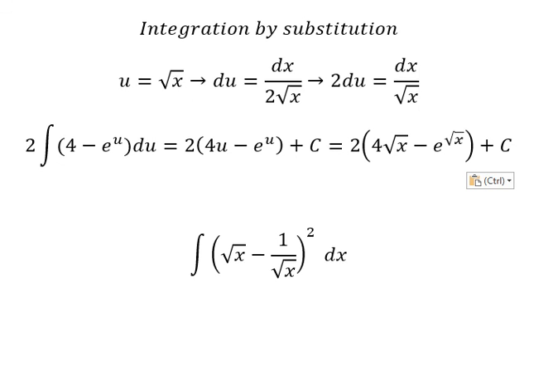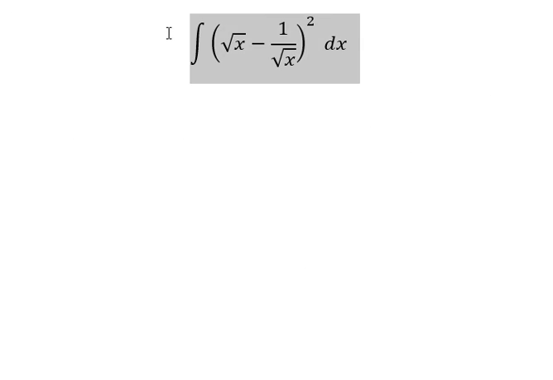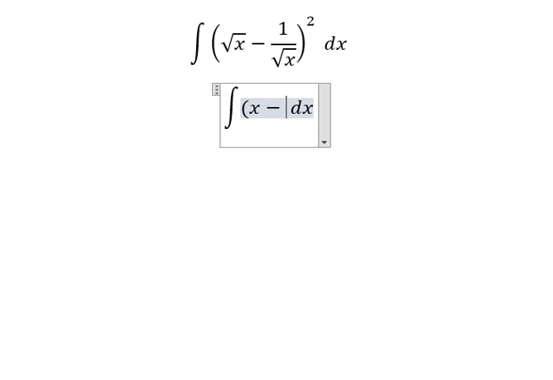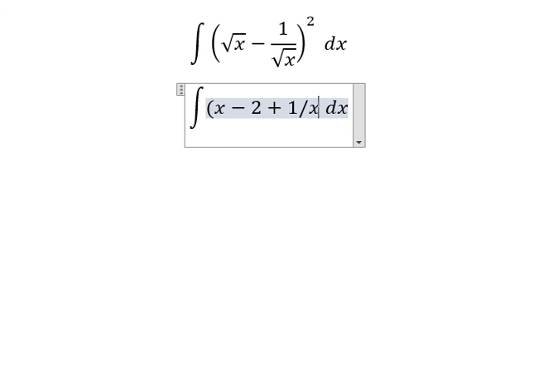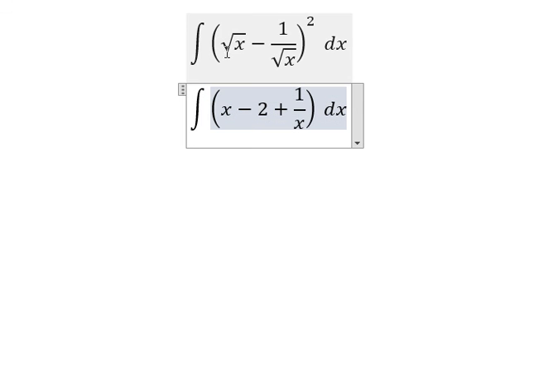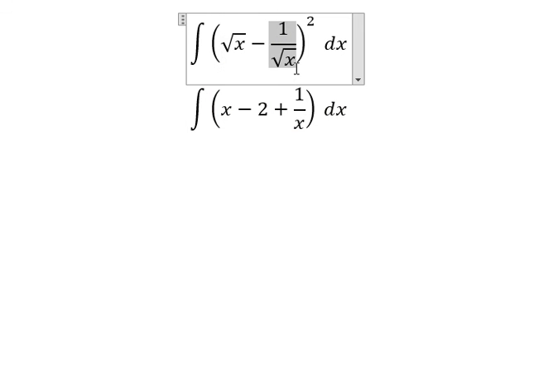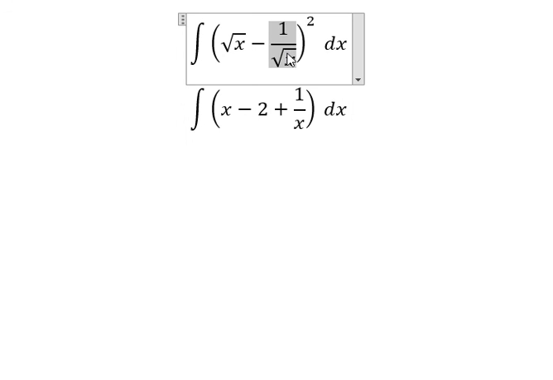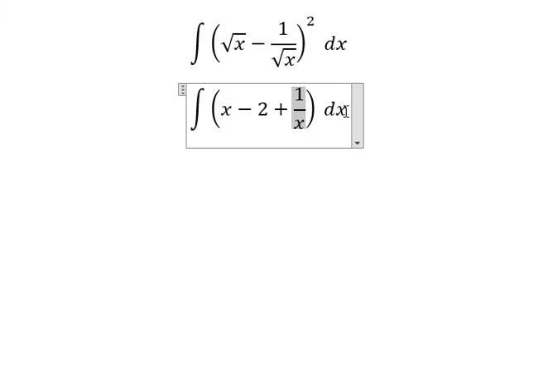Next, the last one, we need to expand. So we have s minus 2 plus 1 over s. Because the square root of s with the power 2, we have s. Square root of s multiplied by this one, we have number 1. That's why we have number 2 in here. 1 over the square root of s with the power 2, we have 1 over s.